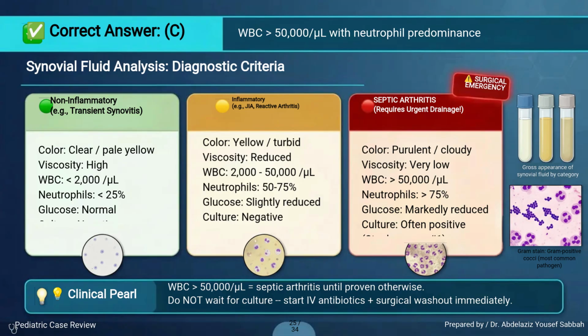Septic fluid is purulent or cloudy with very low viscosity. White blood cell count above 50,000 per microliter, neutrophils above 75%, markedly reduced glucose, and culture often positive for Staphylococcus aureus. Do not wait for culture results. Start intravenous antibiotics and surgical washout immediately.